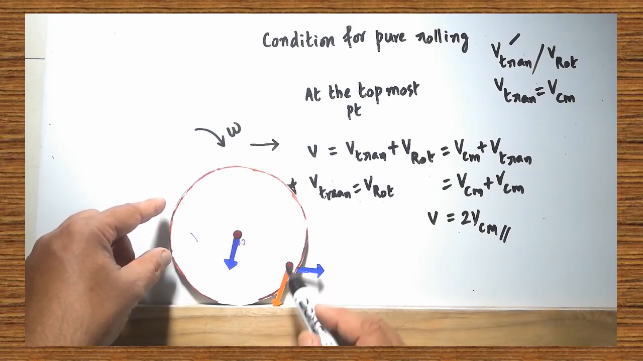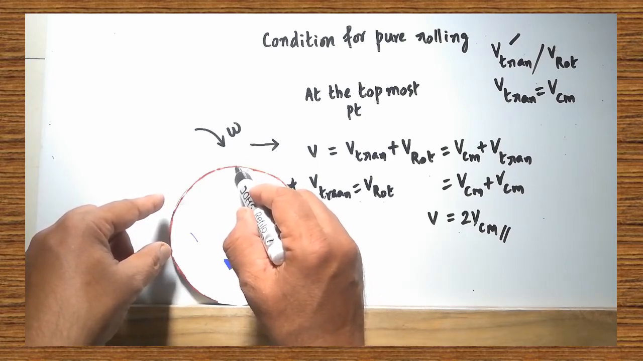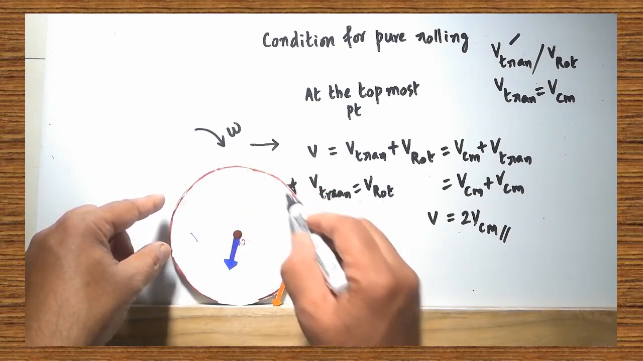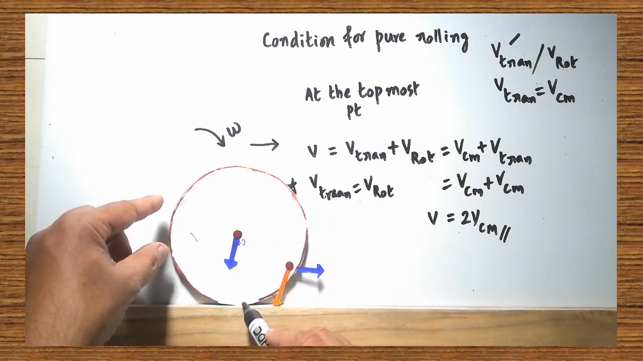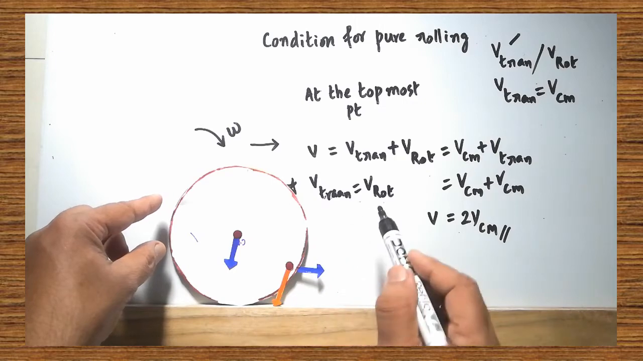Are you clear? Previously the same point it was there. Now slowly the point which was there comes to the point of contact. Are you clear? Now we are going to see what will be the resultant velocity when this point comes to the point of contact. This point will be momentarily at rest. There the resultant velocity is going to be 0. That we have to prove now. Okay.